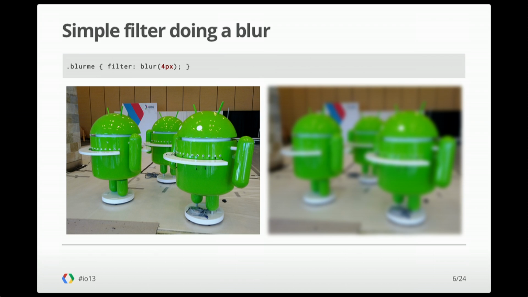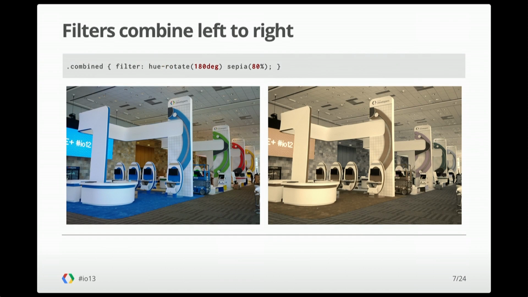Now what's nice about these primitives is that you can combine them. You can actually put multiple filters on your content. For example, you just have to do something as simple as this. You just line them up one after the other. So here we have a hue rotate followed by sepia.